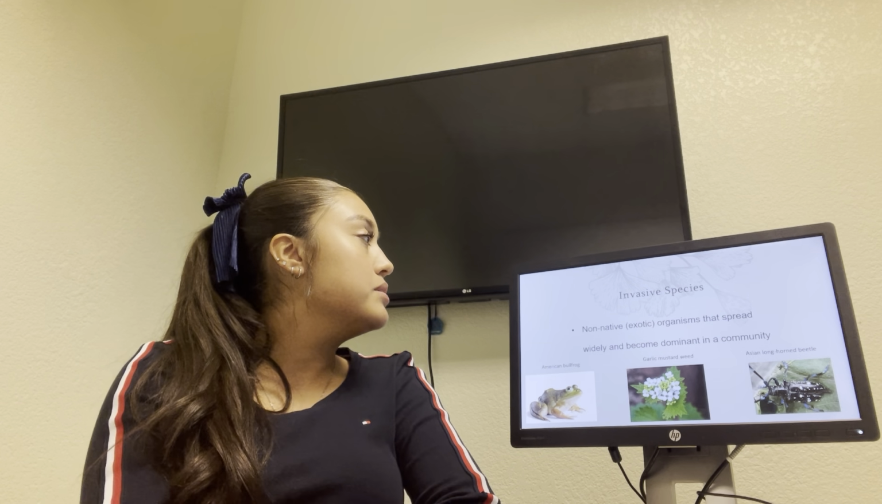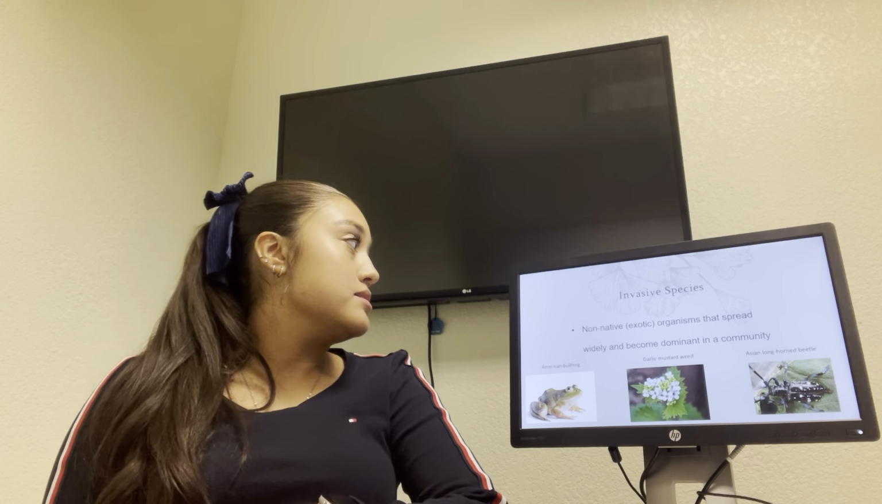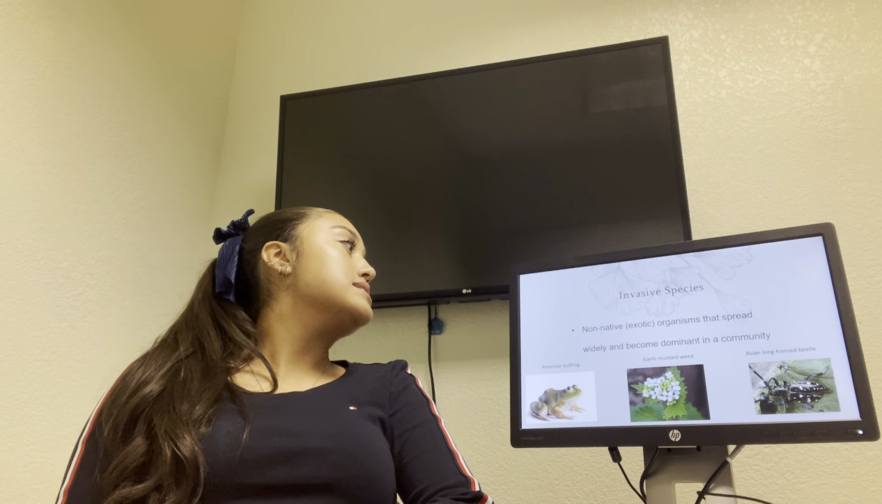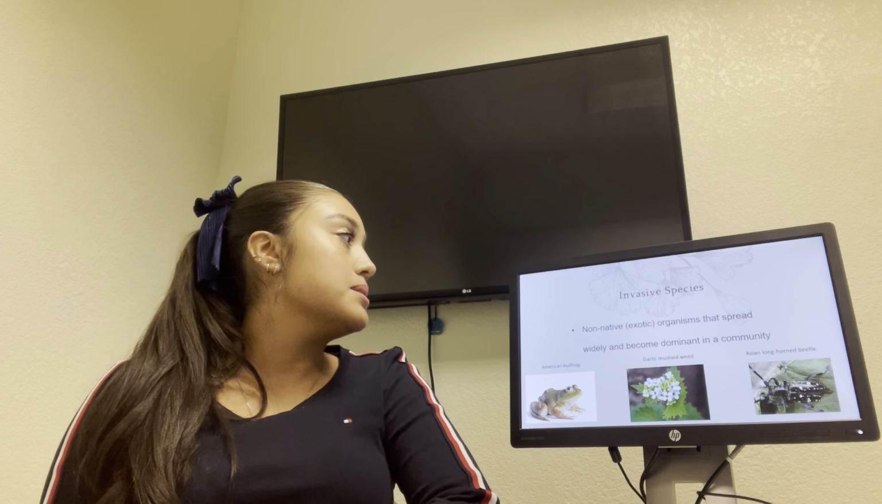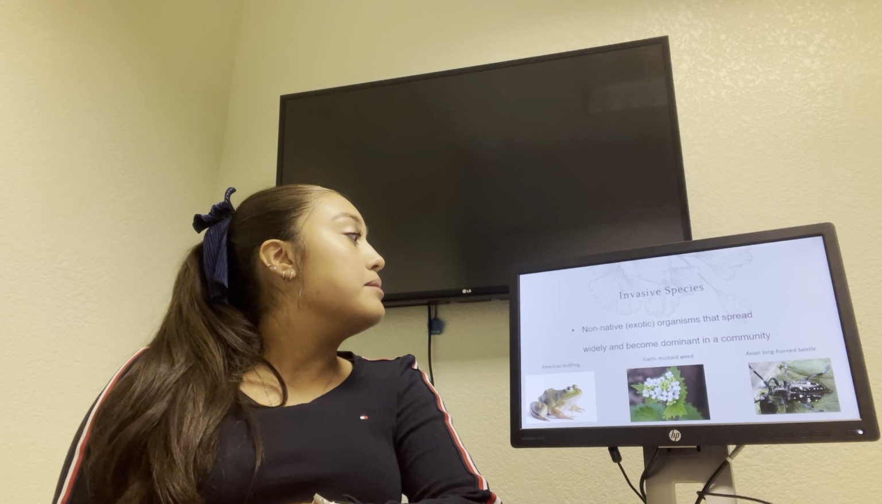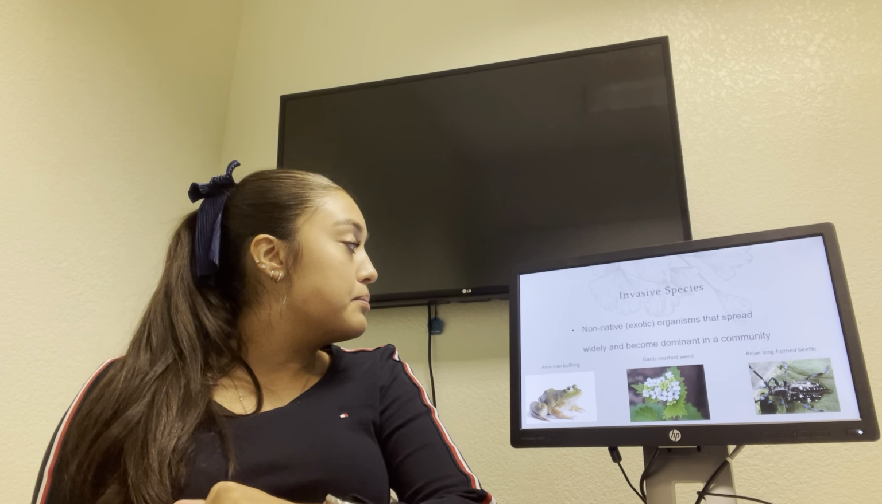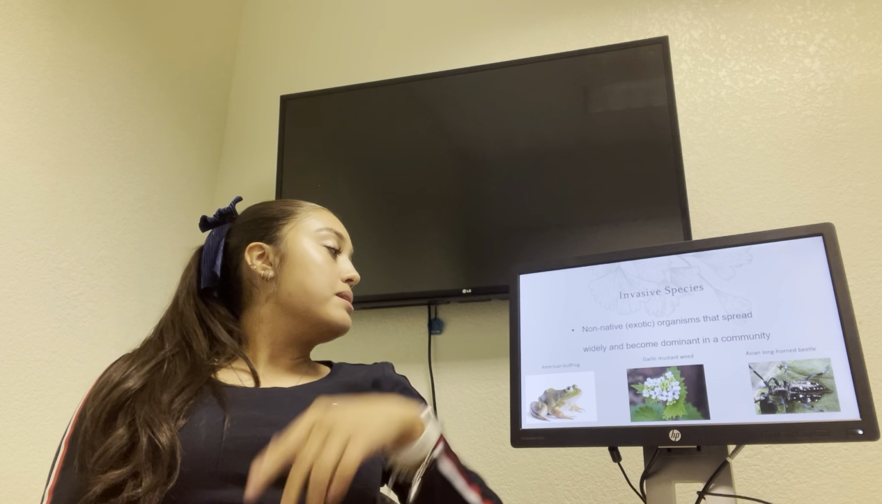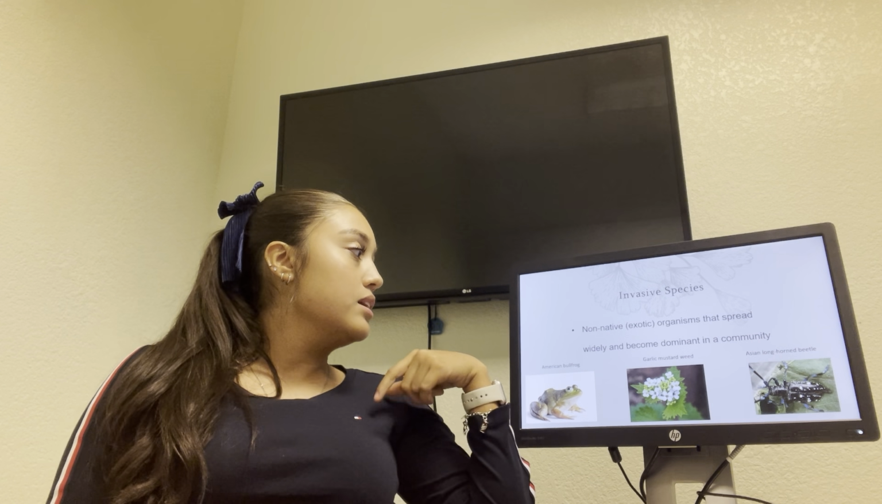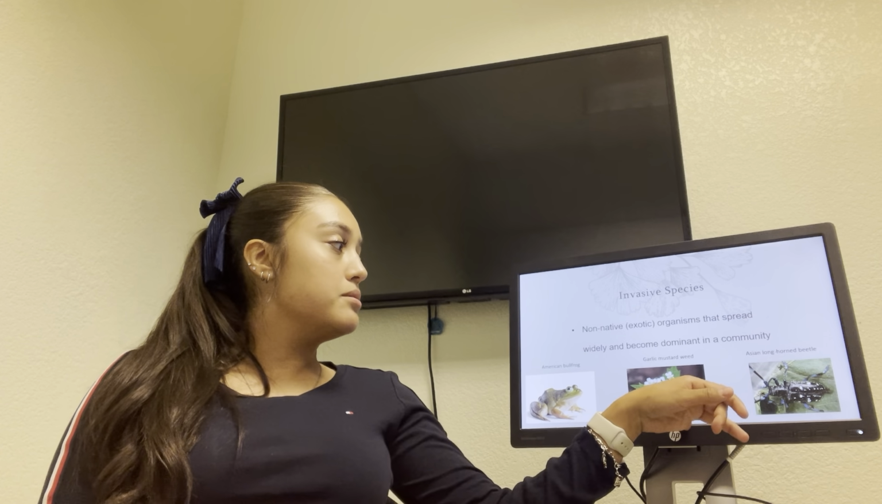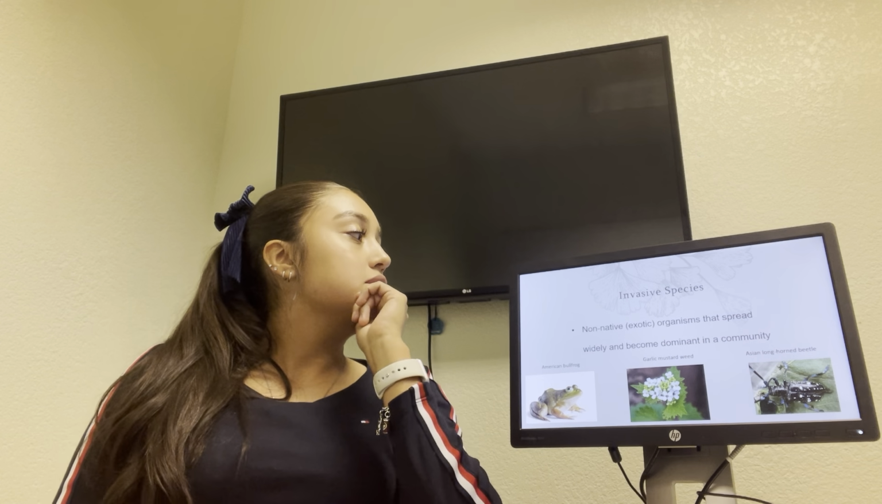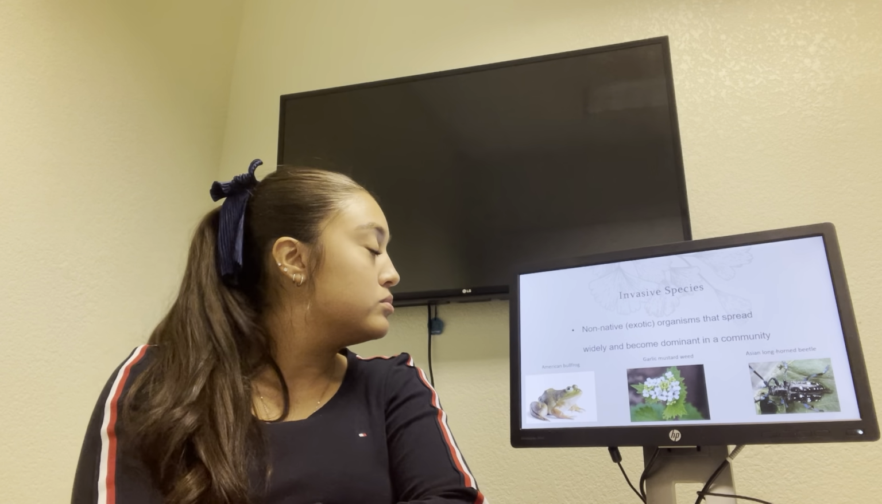Okay, so the biggest part, invasive species. So an invasive species is a non-native or exotic organism that spreads widely and becomes dominant in a community. Here we have 3 examples. We have an American bullfrog. We have garlic mustard weed. And we have an Asian longhorn beetle.